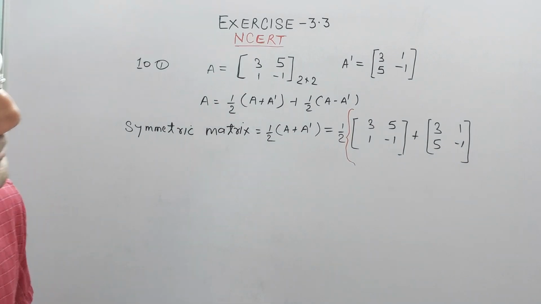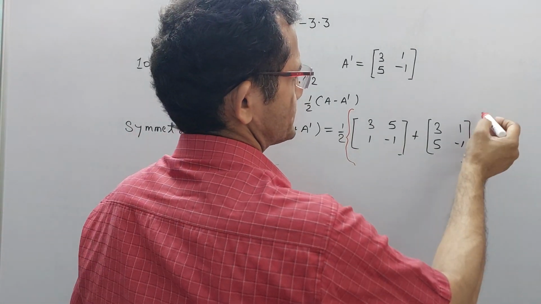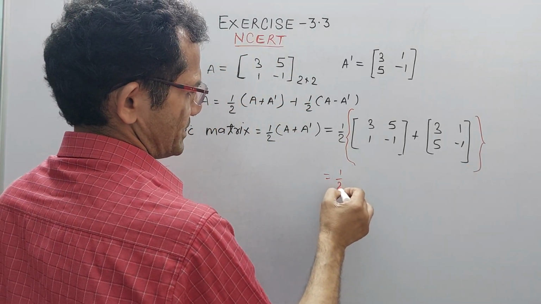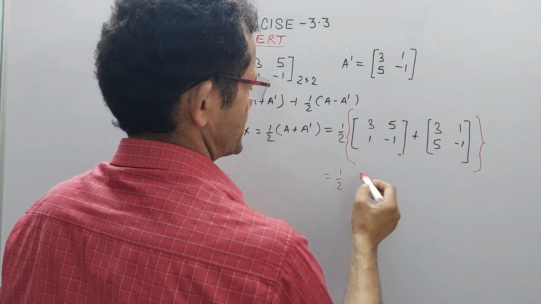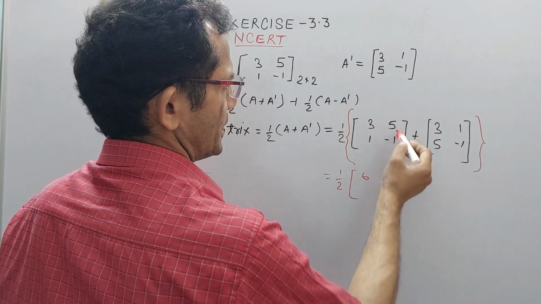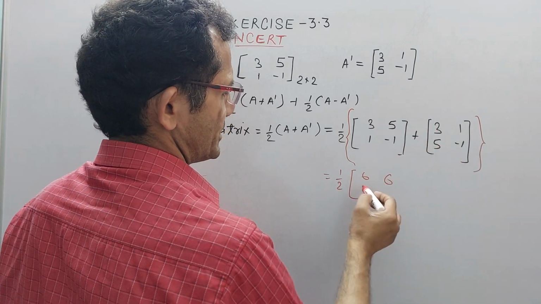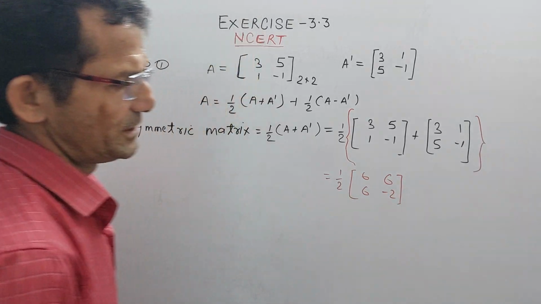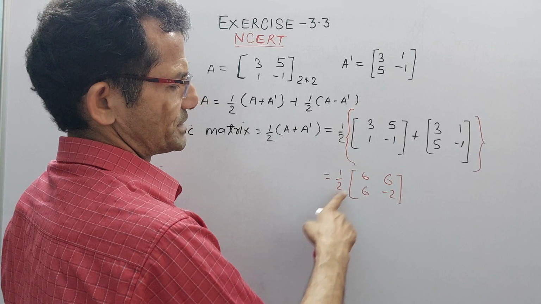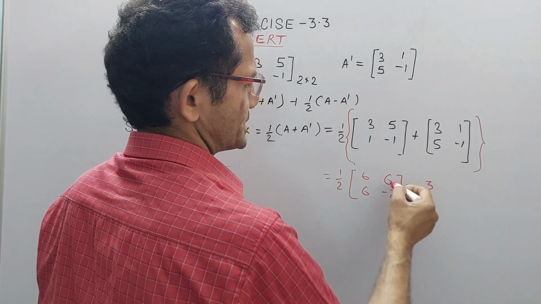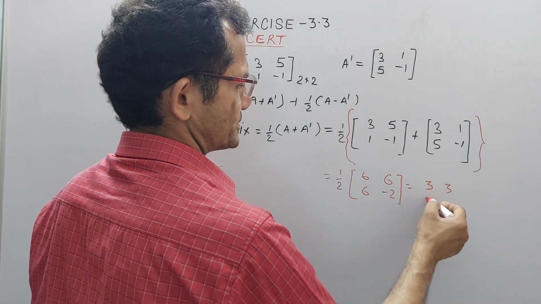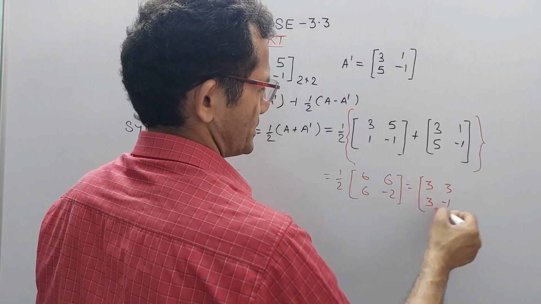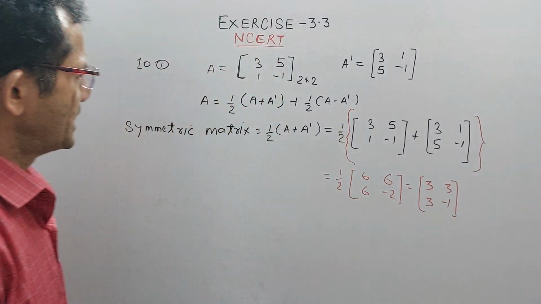Now if you add and divide by 2: 3 plus 3 is 6, 5 plus 1 is 6, 1 plus 5 is 6, minus 1 minus 1 is minus 2. Half is outside, so each entry should be divided by 2. 6 by 2 is 3, 6 by 2 is 3, 6 by 2 is 3, and minus 2 by 2 is minus 1. This is our symmetric matrix.